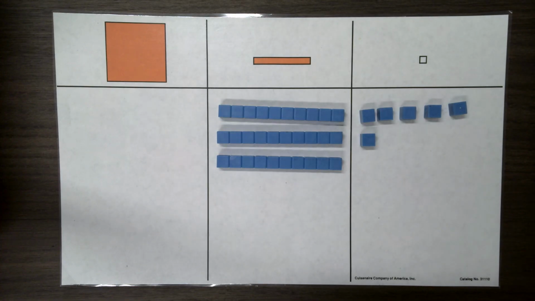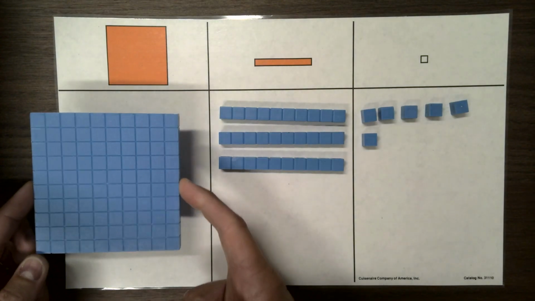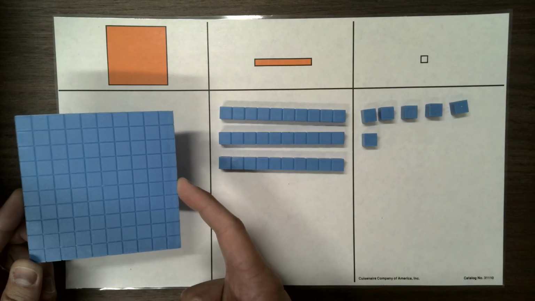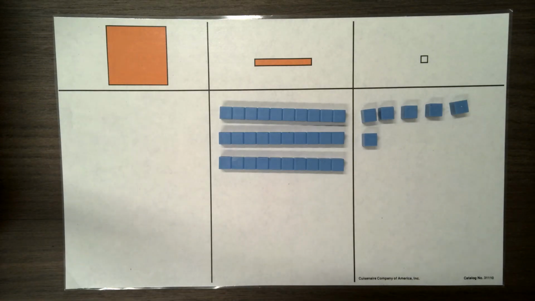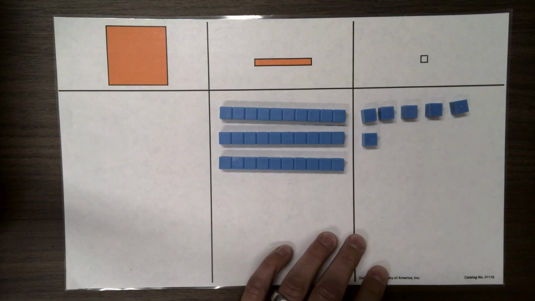Okay. So again, this would be based off the assumption that this is equal to 1. This is 1 whole. Okay. So there's our concrete example.